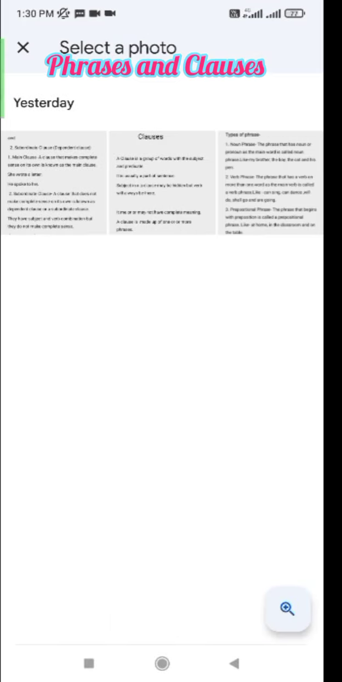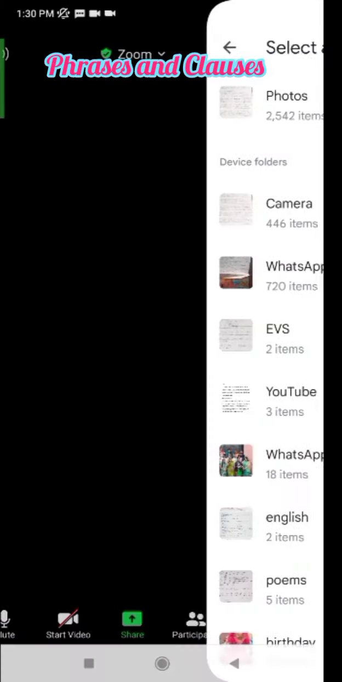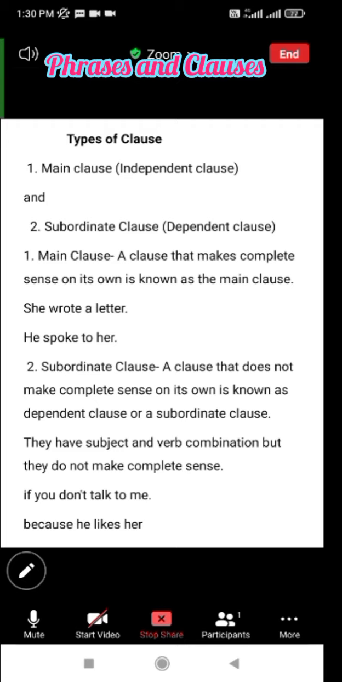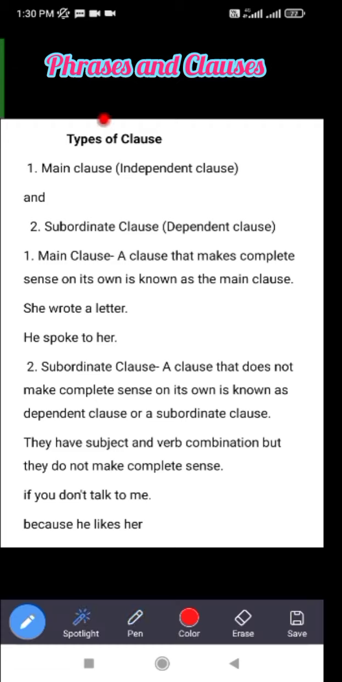So here we have the types of clauses. Let's go ahead with it. Types of clause. Clauses are divided into two parts. The first is main clause and the second is subordinate clause. The main clause can also be called independent clause or principal clause. And the second, subordinate clause, is also known as dependent clause.